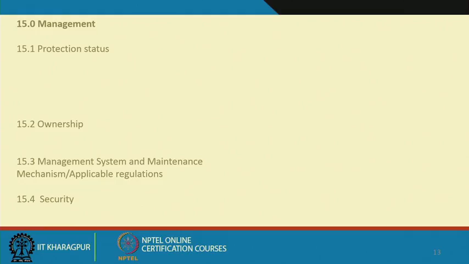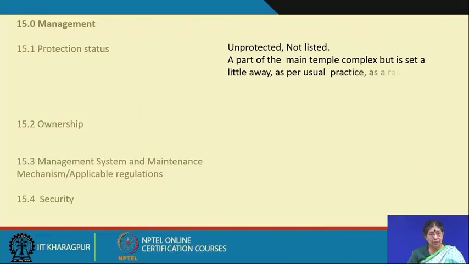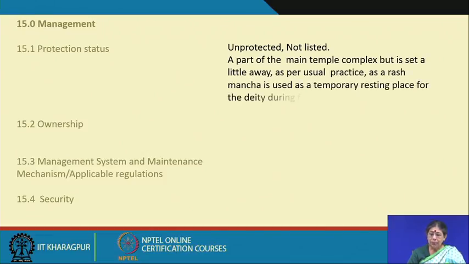Then comes also the management. This is a very important part: what is the protection status, the ownership, what will happen to it, what mechanisms are available for regulation, and what can be the security measures. At the moment we know that it is unprotected and not listed. We feel that it is part of the main temple complex, set a little away, outside. As per the usual practice, a Rasmancha is used basically as a temporary resting place for the deity during the festival and is open to the public. So, it is very important to find out and summarize the protection status.